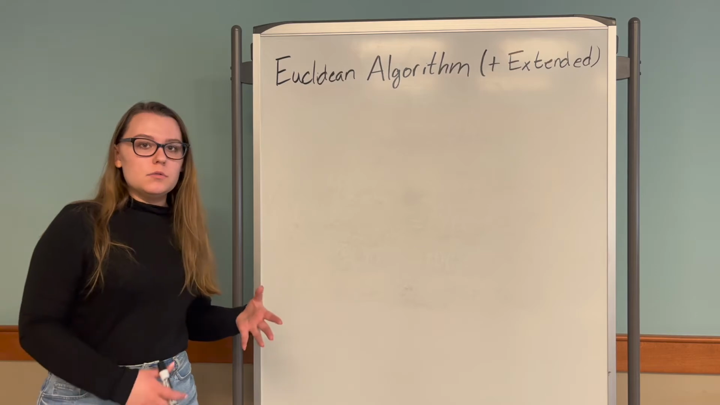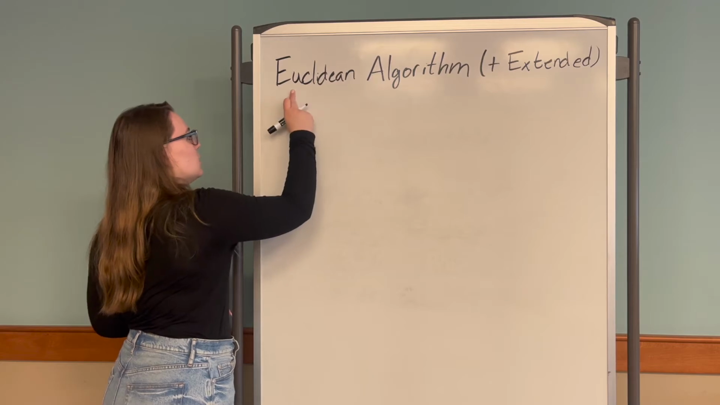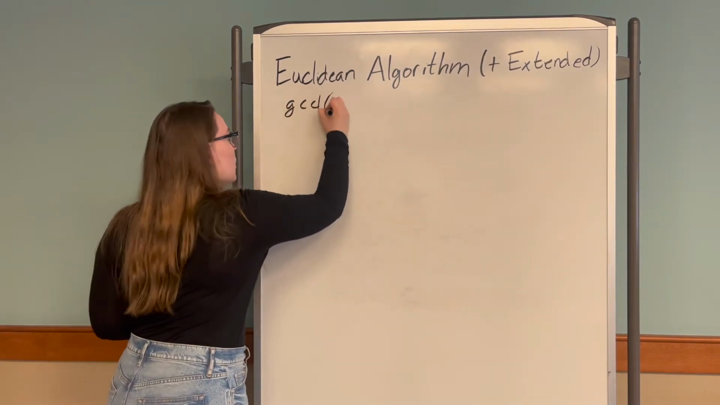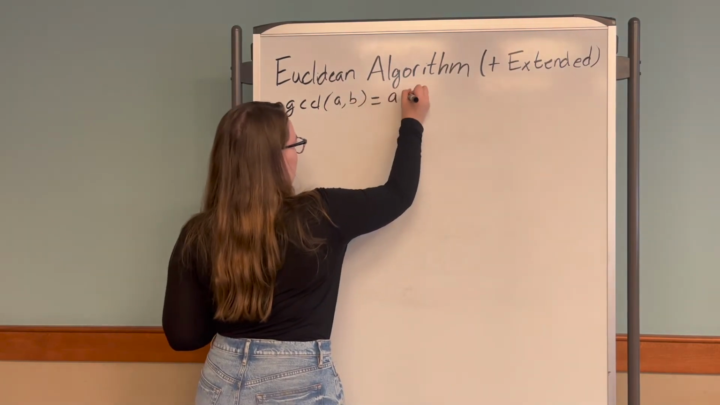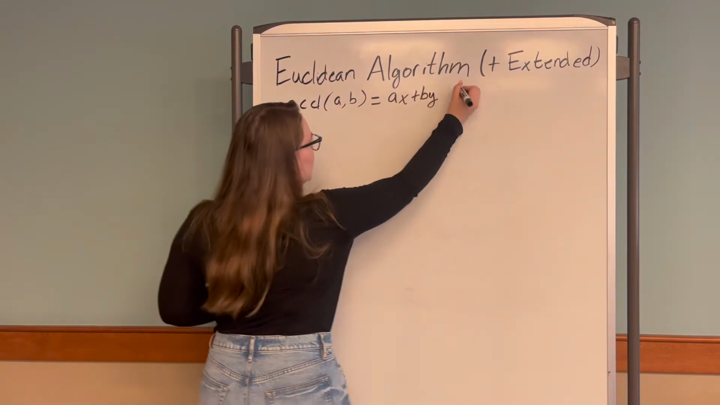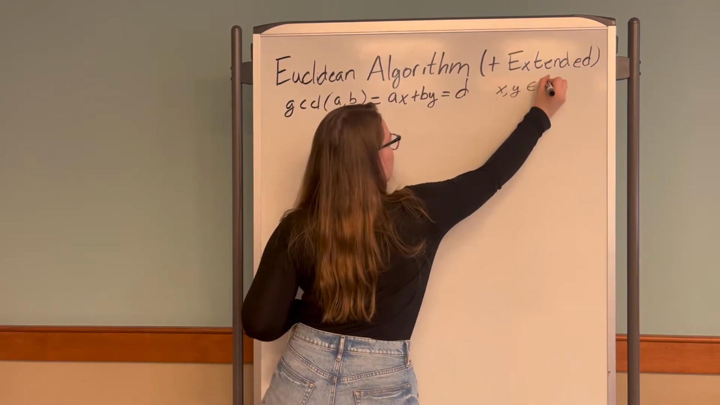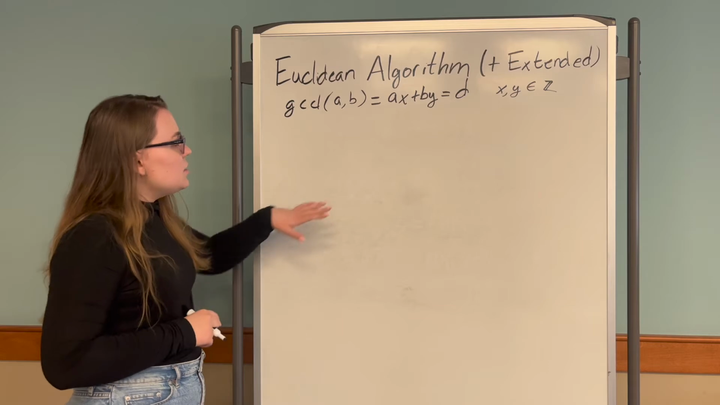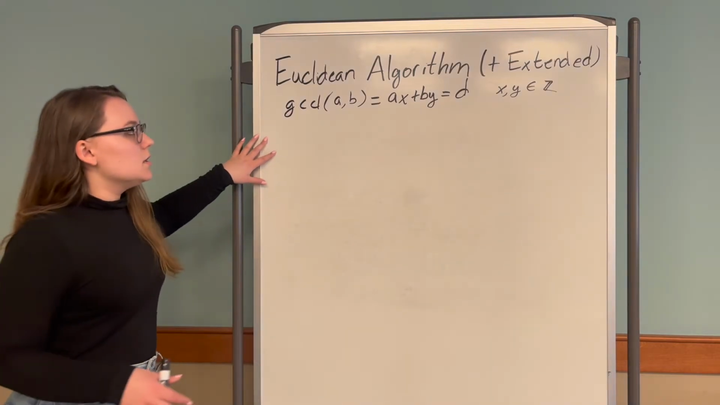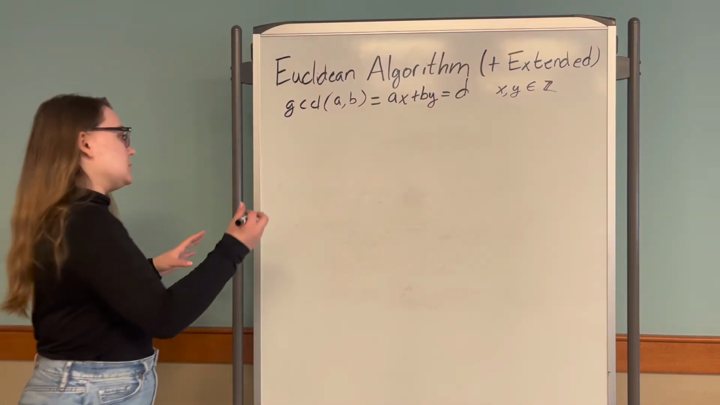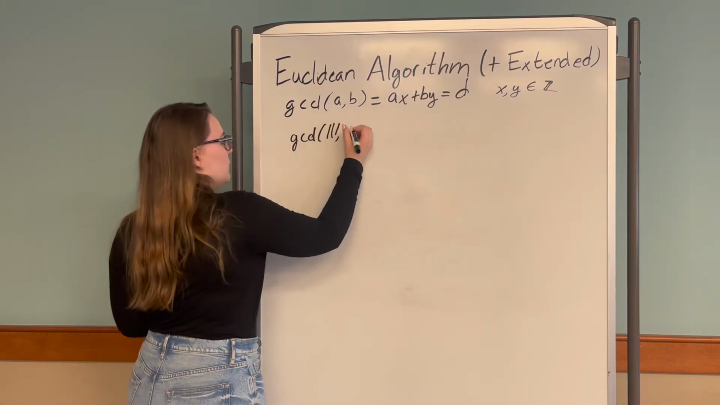You might also see it called GCD back-substitution. Essentially, we're going to be working with this equation that says that the GCD of two numbers, a and b, is equal to ax plus by equal to d, where x and y are in the set of integers. So the extended Euclidean algorithm is used for finding our x and y values. The best way to understand the extended Euclidean algorithm is to use an example. So let's use the GCD of 111 and 81.